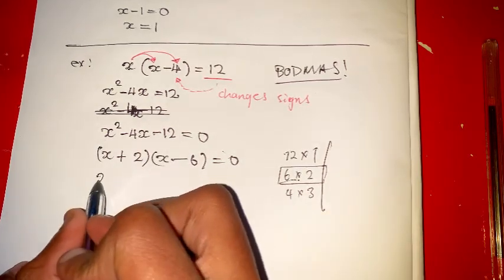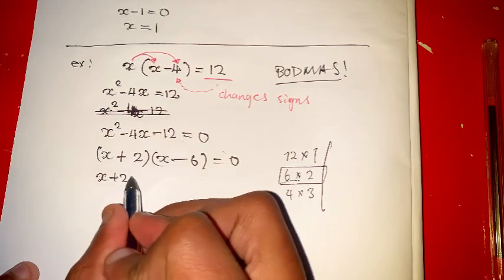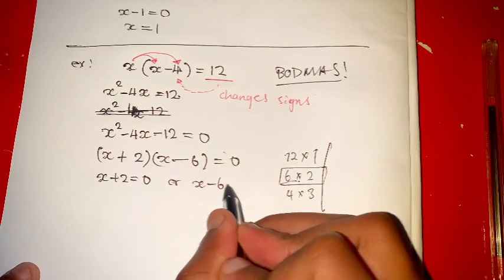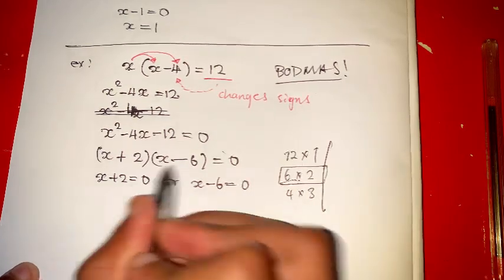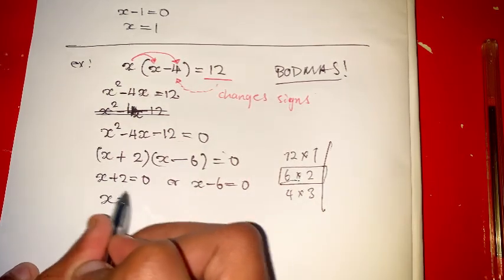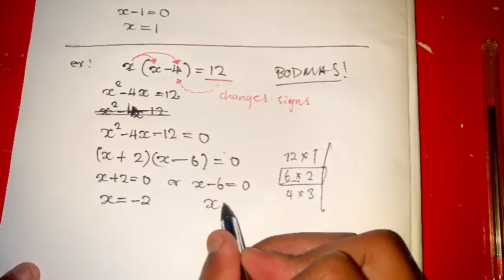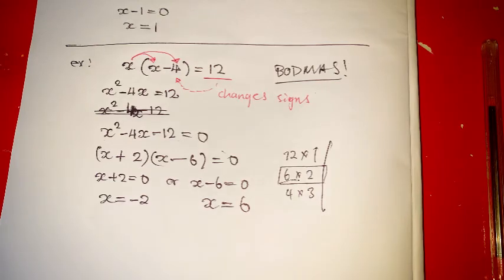So what's left now is just to say x plus 2 equals 0, or x minus 6 equals 0, and you just solve. 2 goes to the other side and becomes negative 2. 6 goes to the other side and becomes 6. And that's how you solve for x. If you learn these steps and memorize some of these algebra skills, you can solve any question that you encounter as long as it's solved for x.